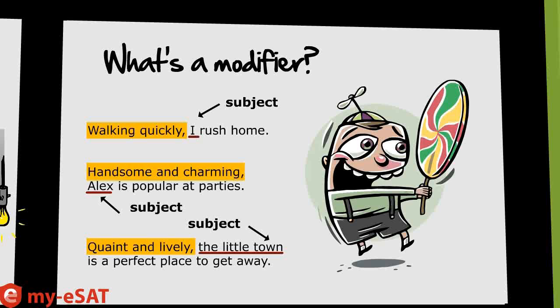Okay, so now let's take a look at the second sentence. It reads, "Handsome and charming, Alex is popular at parties." So kind of like the same deal as before, the first part of the sentence highlighted in yellow is the modifier. And the subject is the word right after the modifier, the word Alex. So it's Alex that's handsome and charming.